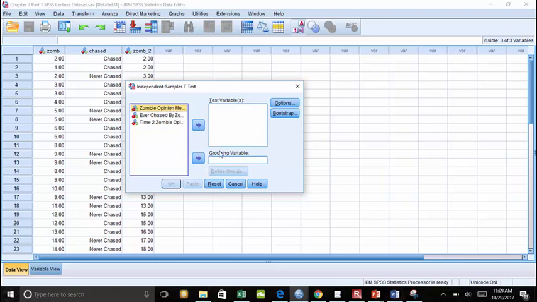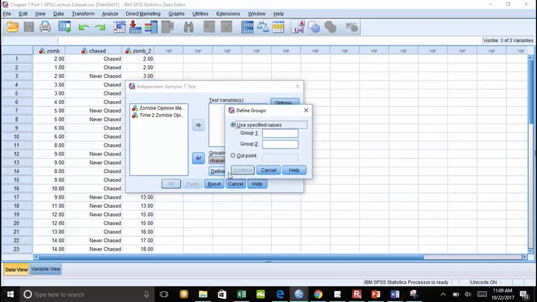Let's see, the grouping variable in this case is what are the two groups? For us, it's this "ever chased by zombies before." This is our independent variable. It goes here to the grouping variable, right? Chased. And then you've got to click here to define your groups. And what we had used was a 1 and a 2.